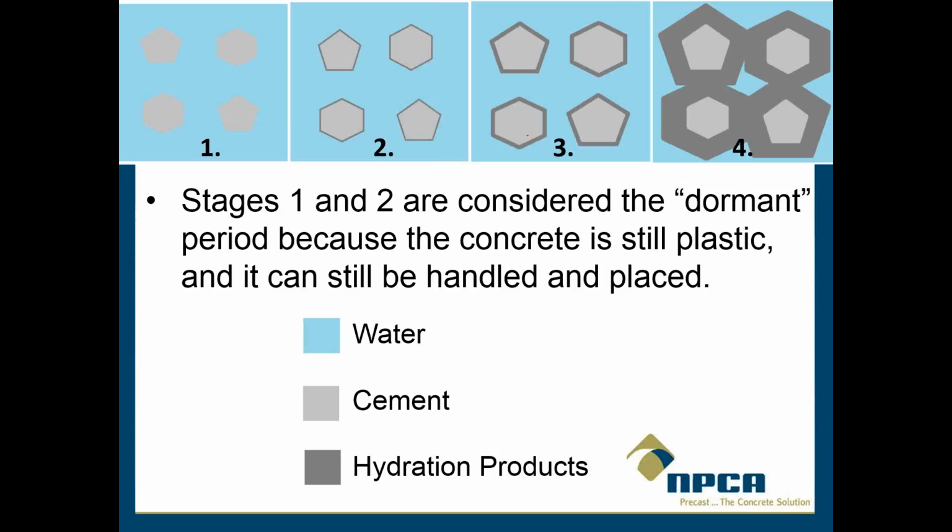Okay, and initial set is when, so stages 1 and 2, we call them dormant because the concrete is still plastic, and remember plastic means that it's workable, it's wet, it's fresh, and it can still be handled in place. So setting is starting to occur in stage 3, and hardening is occurring in stage 4.